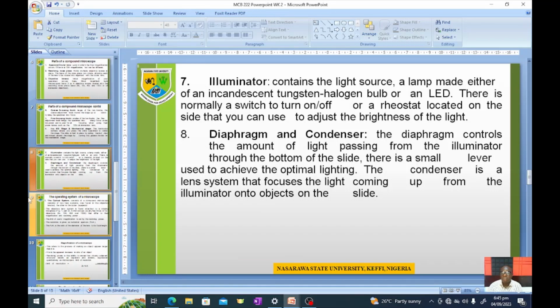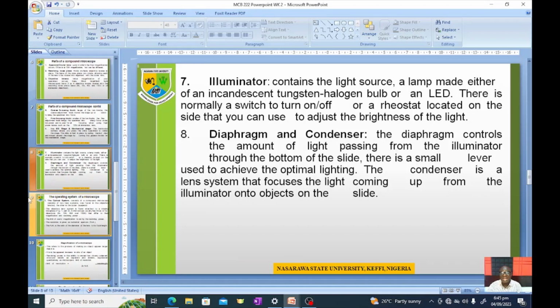The diaphragm and the condenser. The diaphragm controls the amount of light passing from the illuminator, which is your light source, through the bottom of the slide. There is a small lever used to achieve the optimal lighting. That lever is called the iris diaphragm. It closes and opens depending on the amount or intensity of light that you want to pass through.